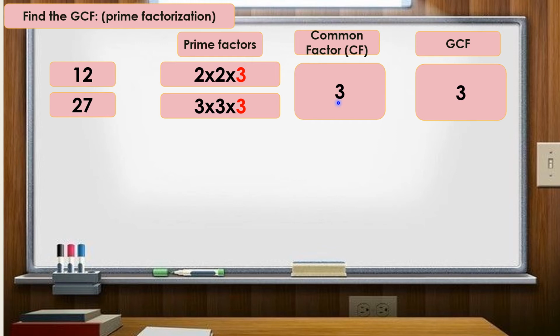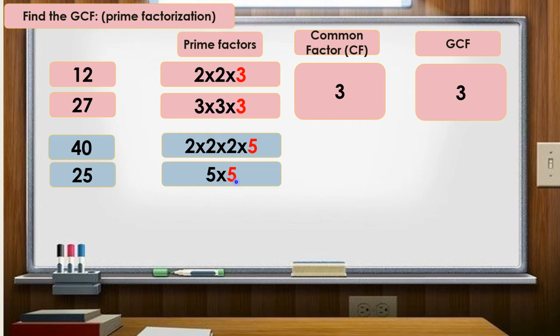Okay? It has to be all of them. For example, it has a 3 number here. It should be all of them have the same number. Okay? Next, find the GCF of 40 and 25 using the prime factorization. So first, get the prime factors of the two numbers. And then second step is locate the same number.